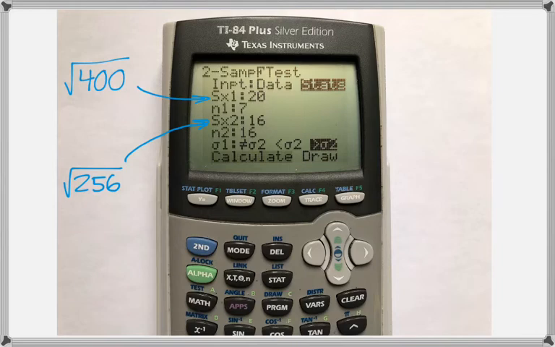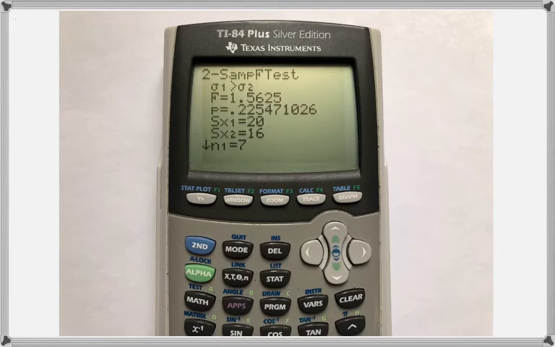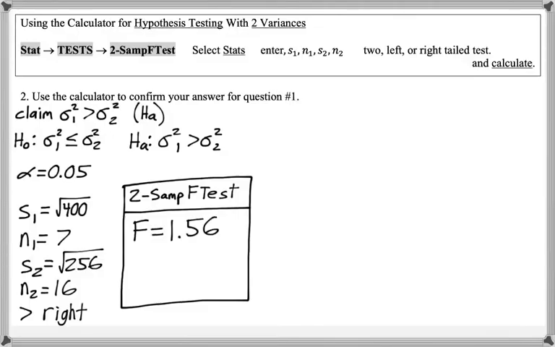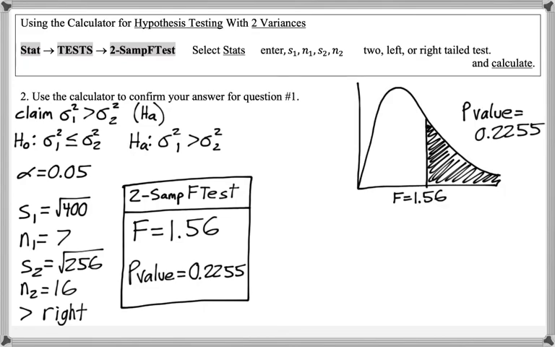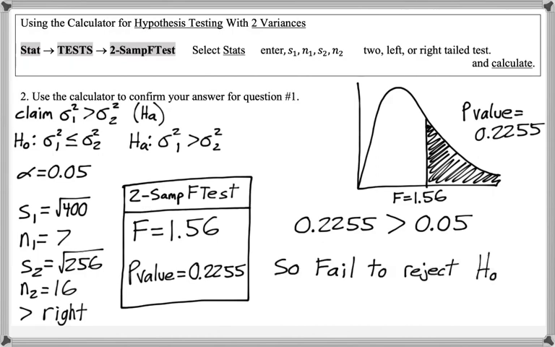So press Calculate, and f is 1.56, which is consistent with what we found on question 1. The p-value is 0.2255. And the picture looks like this. So the p-value is greater than alpha. So we fail to reject the null hypothesis. And this is consistent with number 1.